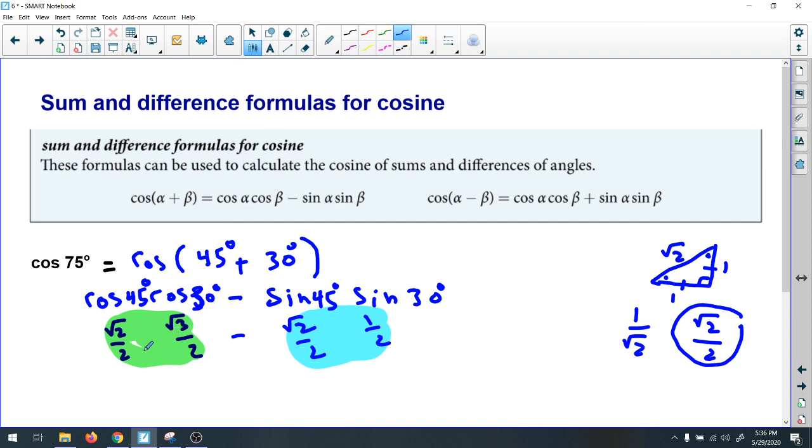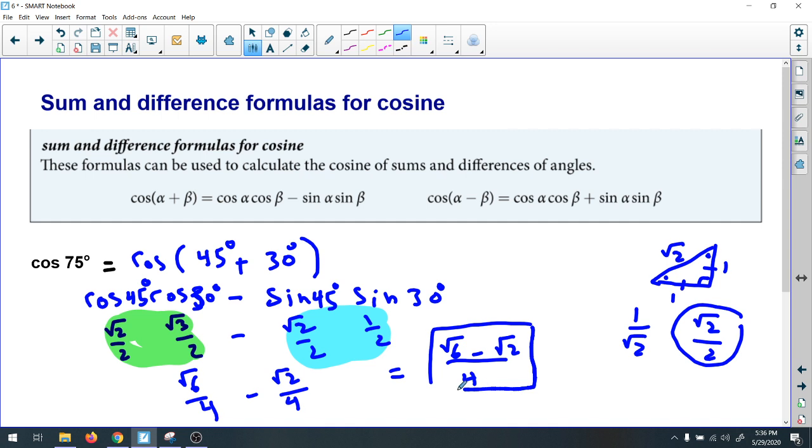Square root of 3 times square root of 2 is the square root of 6, divided by 2 times 2 is 4. And 1 times square root of 2 is square root of 2, divided by 2 times 2 is 4. Then you can take the common denominator, which is 4. And the numerator will be square root of 6 minus the square root of 2. Please do not subtract square root of 6 minus square root of 2 and tell me that it's going to be square root of 4. No, just keep it like that because you cannot subtract radicals. Okay.